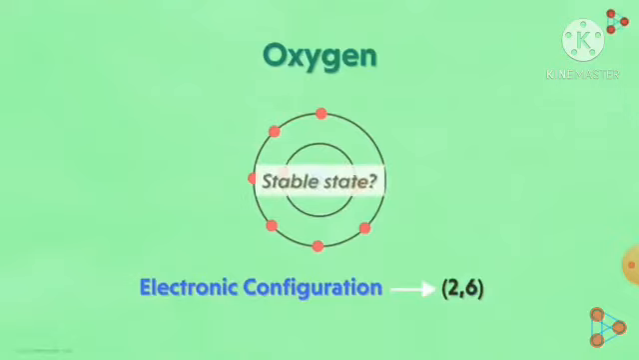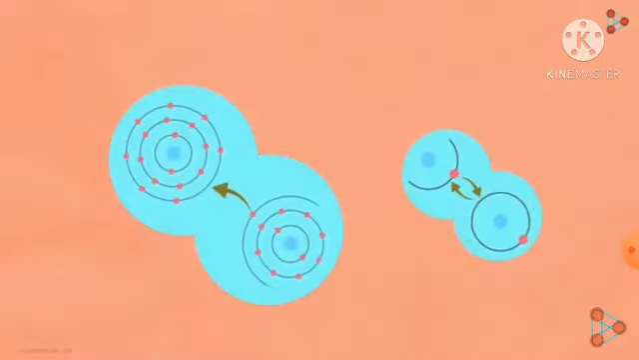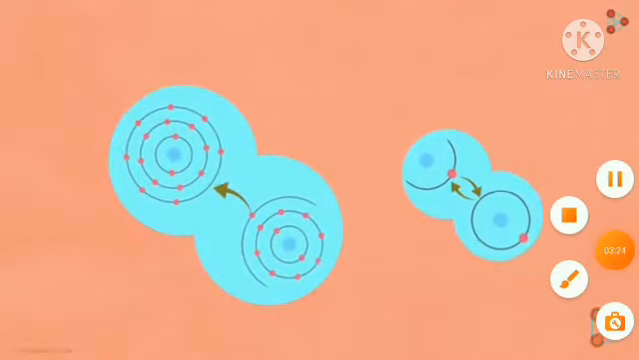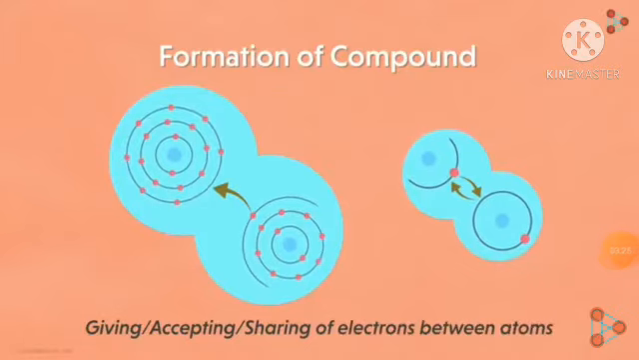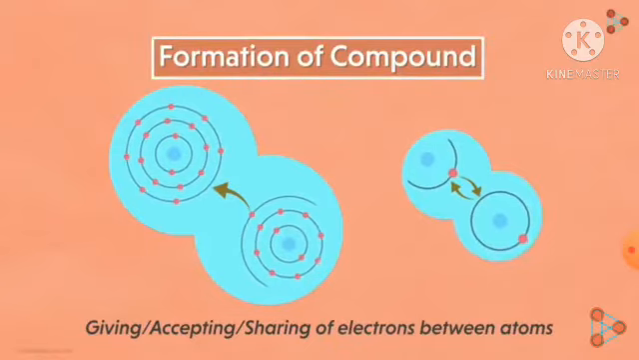So how will it achieve its stable state? What can be done to have 8 electrons in the outermost orbital? Yes, oxygen can borrow or share electrons with atoms of other elements, right? Absolutely. This is how chemical reactions happen. Wait a second. Are we saying that chemical reactions occur because atoms of various elements give, take or share electrons between them? That even sharing of electrons between atoms gives rise to the formation of chemical bonds. This ultimately gives us a compound.